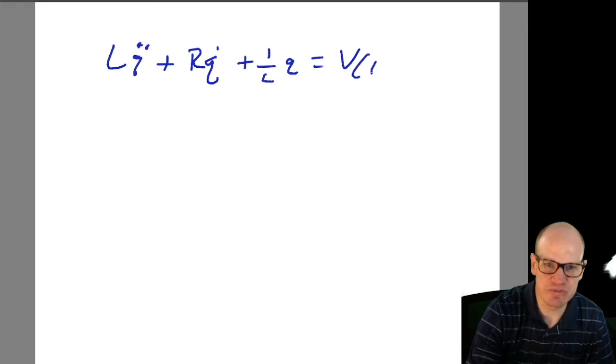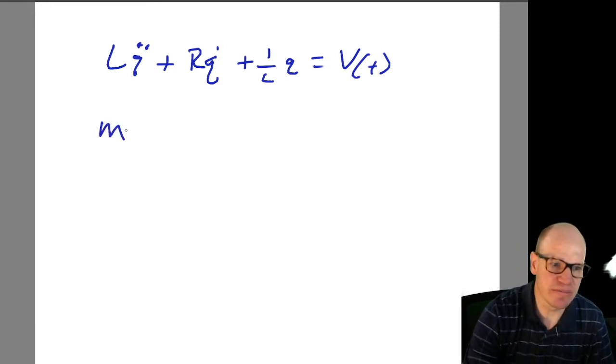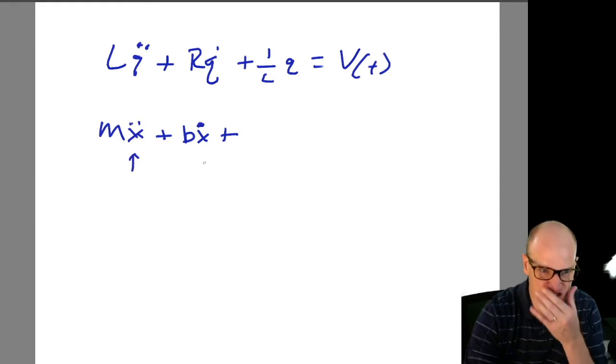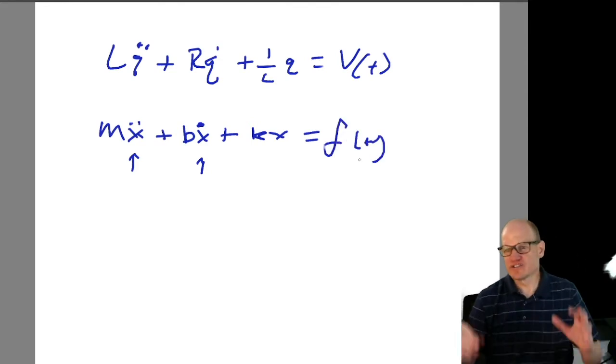So this presumably would be a function of time because all of these things are related to time. And we compared this to m x double dot plus b x dot, and a dot is a time derivative. So this is acceleration, this is a velocity. And then we have plus kx, where k is a spring constant, is equal to the force that's acting on something. Okay, so we saw these two things.